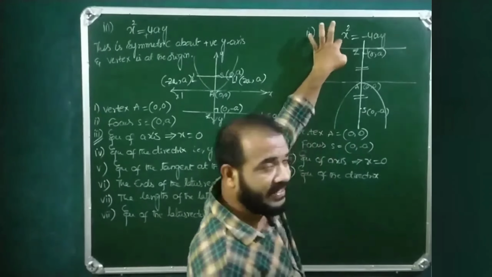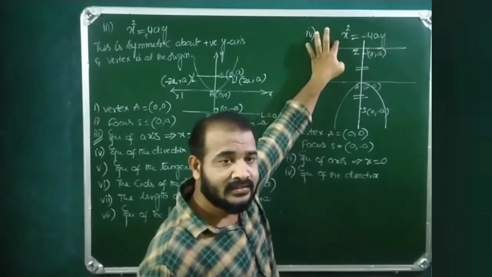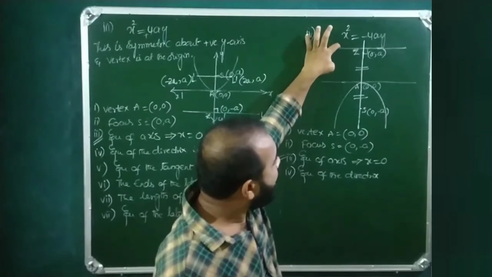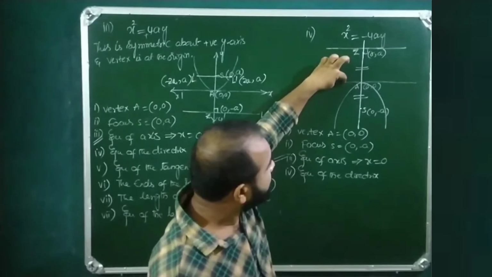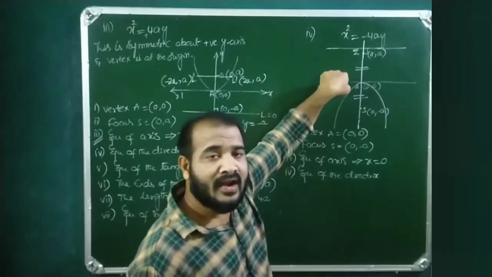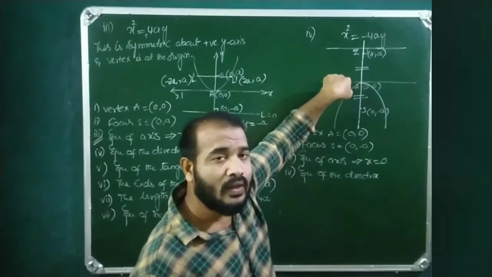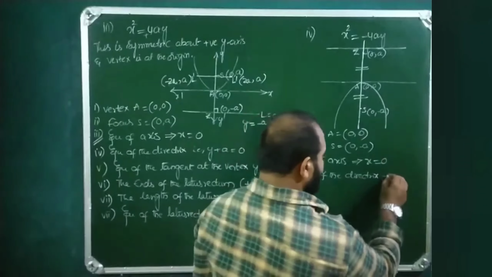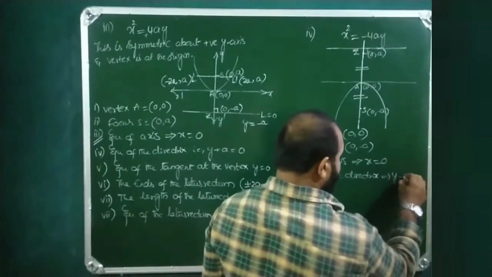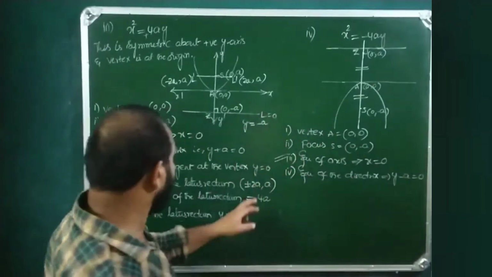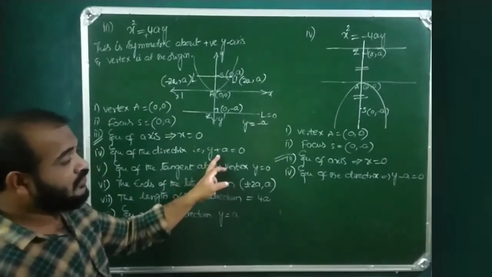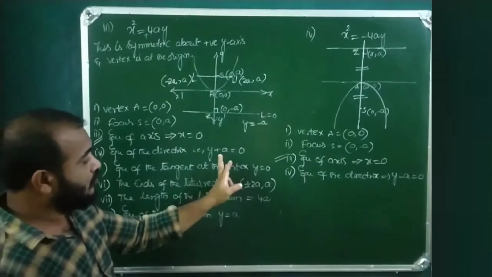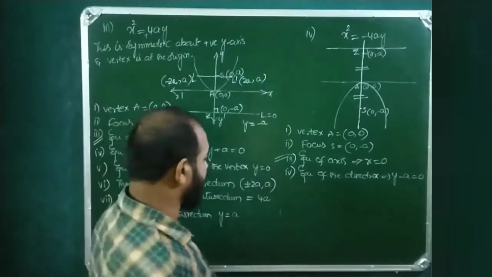This is the directrix, and this directrix is parallel to the x-axis. Any line which is parallel to the x-axis is of the form y equals to k. Here y equals to a, or y minus a equals to 0, and earlier it was y equals to minus a, so y plus a equals to 0. Here it is y minus a equals to 0.